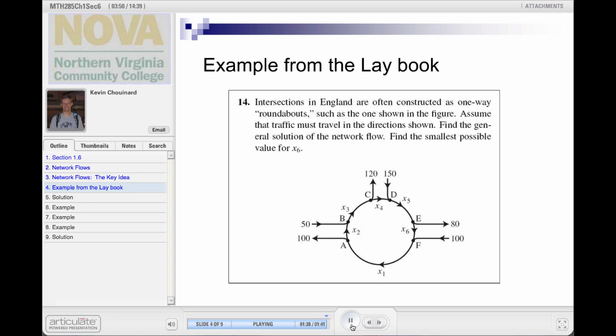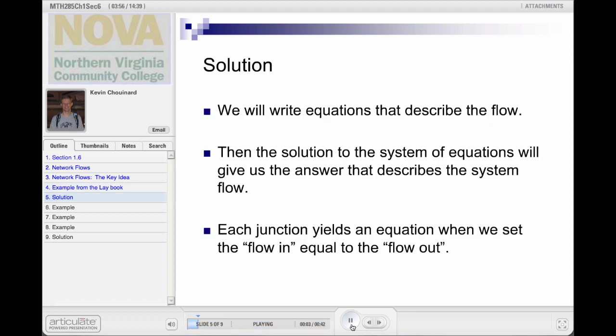Alright, so let's go to the next slide and actually start to work out some of these details. We're going to write equations that describe the flow in this network. We're going to get a system of equations by putting together one equation for each junction, and each equation is going to be of the form flow in equals flow out. The solution to this system of equations will give us the answer that describes the system flow. It's going to be a general solution, typically with free variables, but it will give us a good idea of the relationship among the variables in the system.